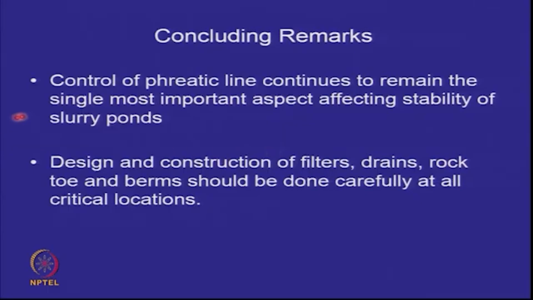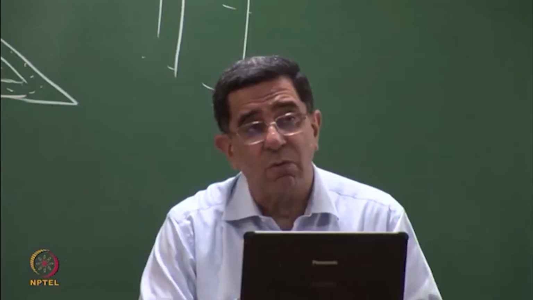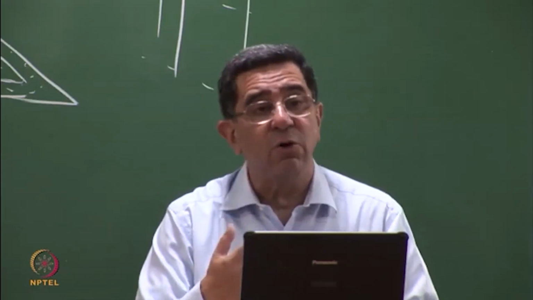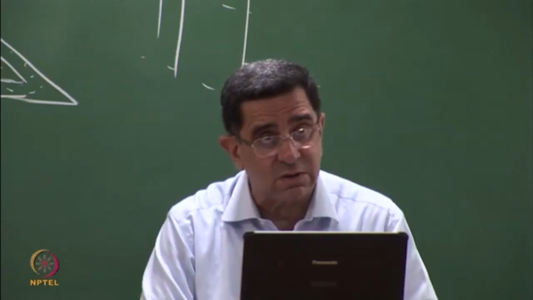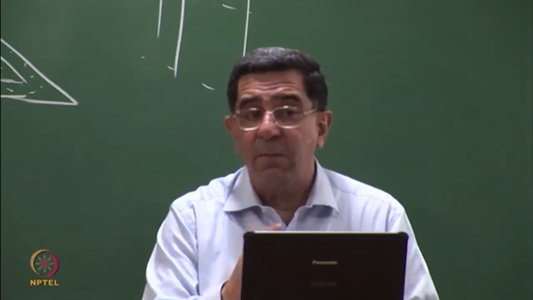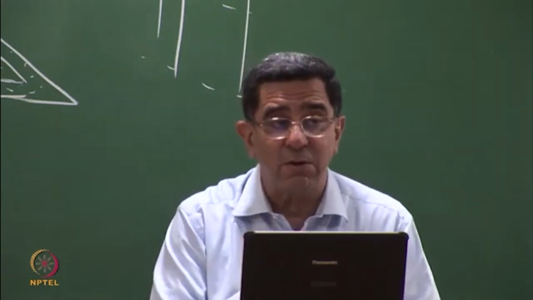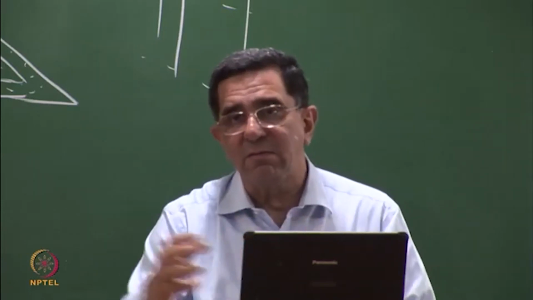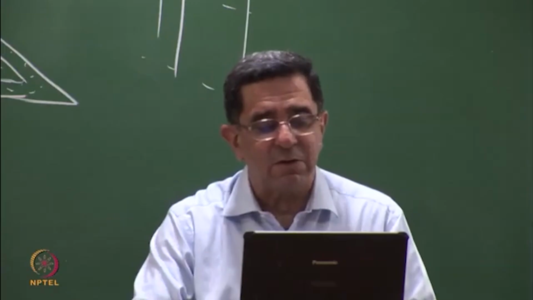So control of phreatic line continues to remain the single most important aspect affecting stability of slurry ponds. Most of the failures, and in the next lecture we will be discussing what kind of failures occur and how do you remediate, how do you take remedial action against those failures. Most of the failures occur because the phreatic line has not been controlled or the filters have not been made properly, and therefore the fines wash out and the piping takes place.